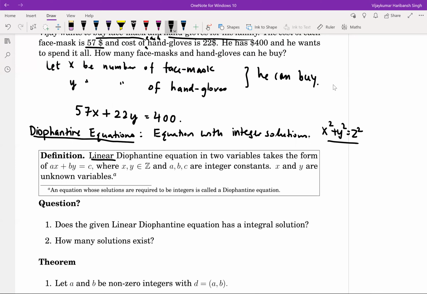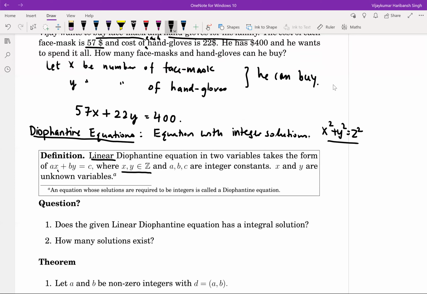In particular, a linear Diophantine equation in two variables can take the form ax plus by equals c. Since you have two variables x and y, it's a Diophantine equation in two variables. And it's linear because the powers of x and y both are 1. You're looking for x and y, even though they are unknown, in Z. And a, b, c are some integer constants.